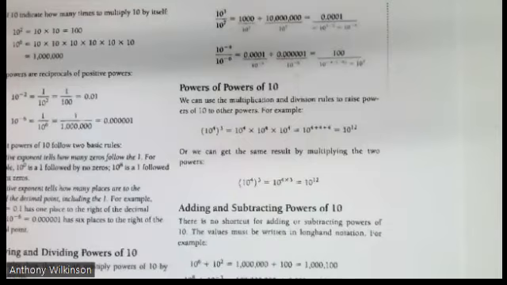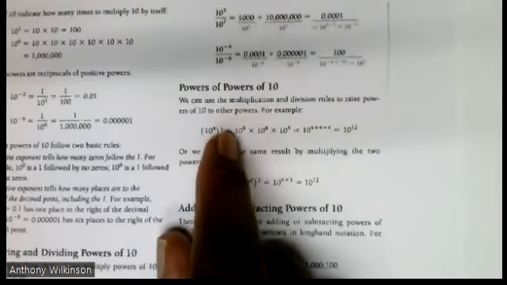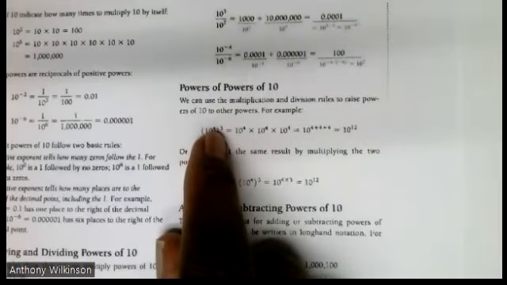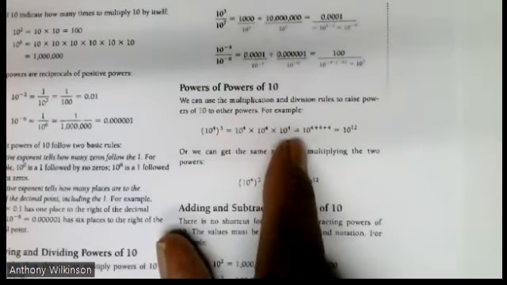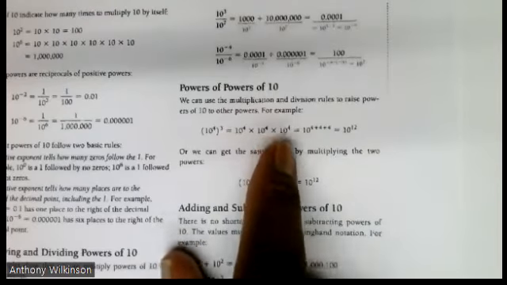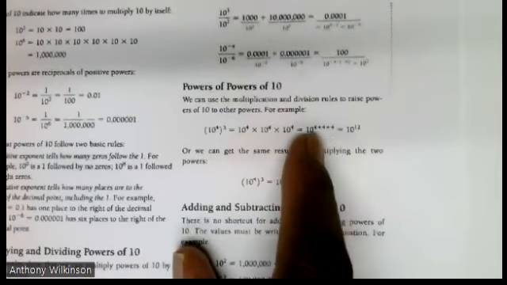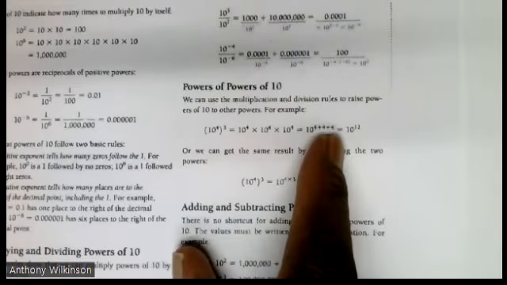Now, powers of powers of 10. That's another way of saying raising a power to a power. We can use the multiplication and division rules to raise powers of 10 to other powers, like in this case, 10 to the fourth raised to the third power. That exponent of 3 on the outside means that 10 to the fourth will be used as a factor 3 times. So I can write that as 10 to the fourth times 10 to the fourth times 10 to the fourth. And here we're multiplying powers of the same base, which is base 10. So we add the exponents of 4 plus 4 plus 4. We'll end up with 10 to the 12th.